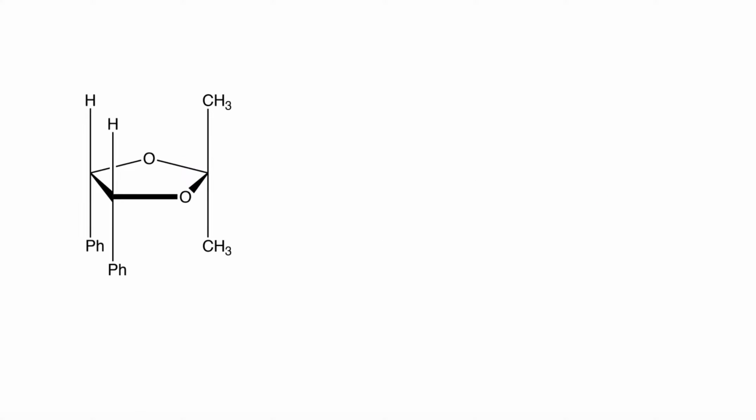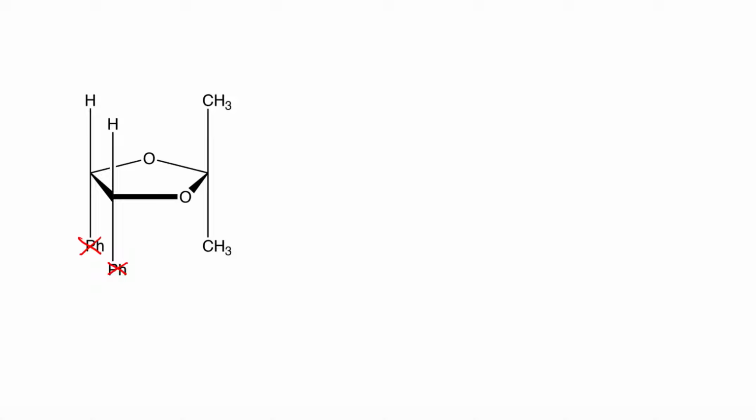Next, let's analyze the protons of the cis acetonide so that we have a better idea of what to expect on our NMR spectrum. We're going to go ahead and ignore the protons on the phenyl rings, because when we look at our NMR spectrum and we see signals appearing in the aromatic region, that will already confirm that we have those protons. Instead, what we're going to focus on are these protons right here.